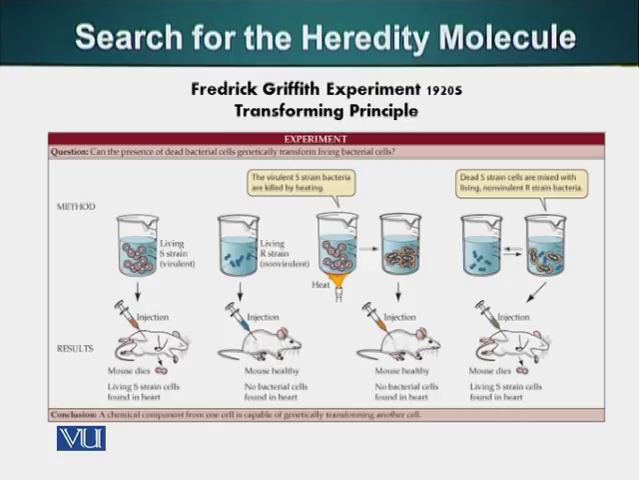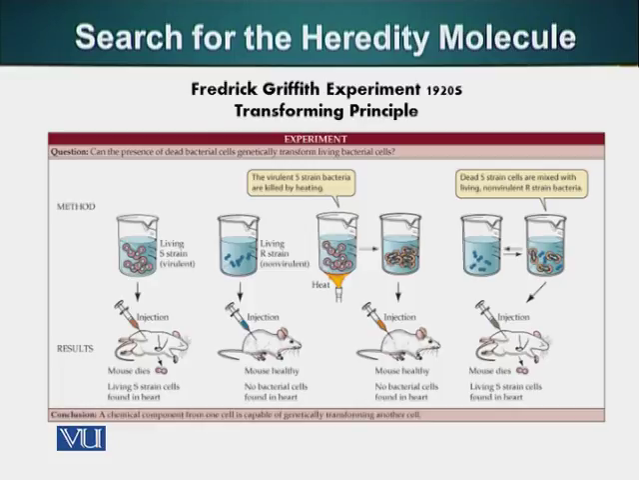However, it took about 35 years for people to know conclusively that DNA was the hereditary molecule. Now we will talk about some experiments which helped people realize that DNA is the hereditary molecule. The first experiment I'll talk about is Frederick Griffith's experiment.